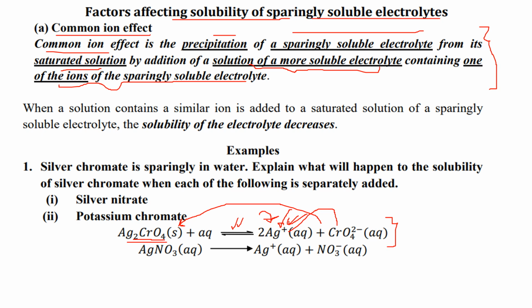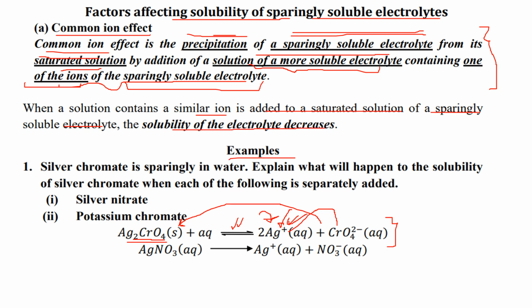You're adding another solution, but the solution that you're adding is containing one of the ions present in your sparingly soluble salt. So coming up with a definition, it is the precipitation of a sparingly soluble electrolyte from its saturated solution, simply by addition of a solution of a more soluble electrolyte. But this soluble electrolyte must be containing one of the ions that are contained in your sparingly soluble electrolyte. Now here we are saying that when a solution containing a similar ion is added to a saturated solution of a sparingly soluble electrolyte or salt, the solubility of the electrolyte is going to decrease.